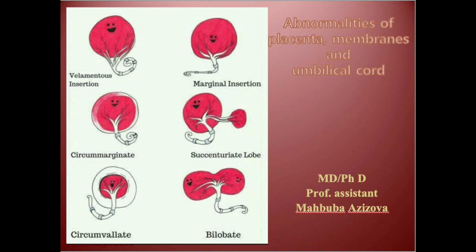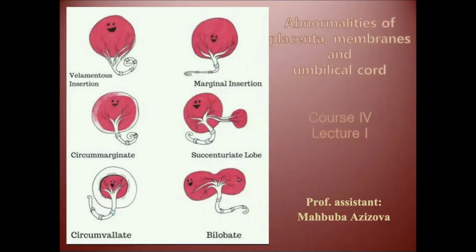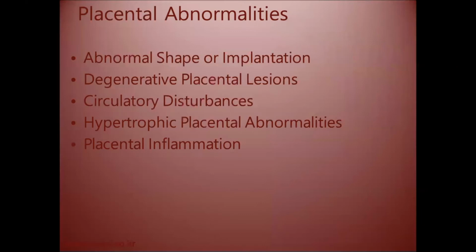Hello, today we will discuss abnormalities of placenta, membranes, and umbilical cord. We will talk about placental abnormalities first. We will discuss abnormal shape or implantation, degenerative placental lesions, circulatory disturbances, hypertrophic placental abnormalities, and we will talk about placental inflammation.